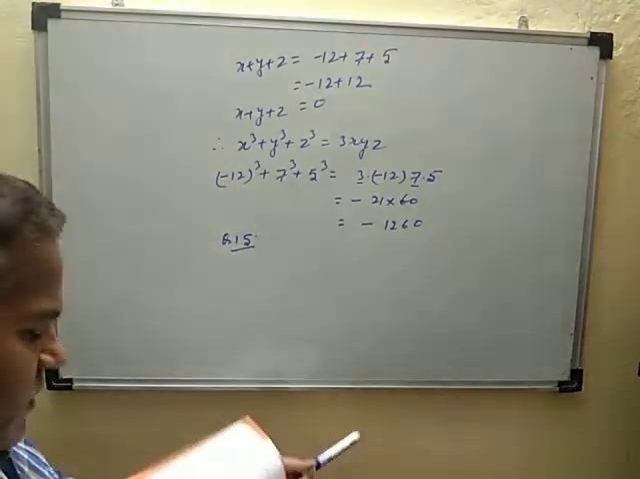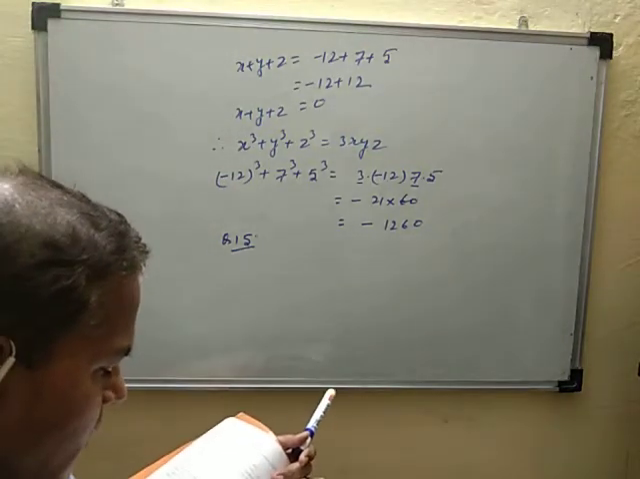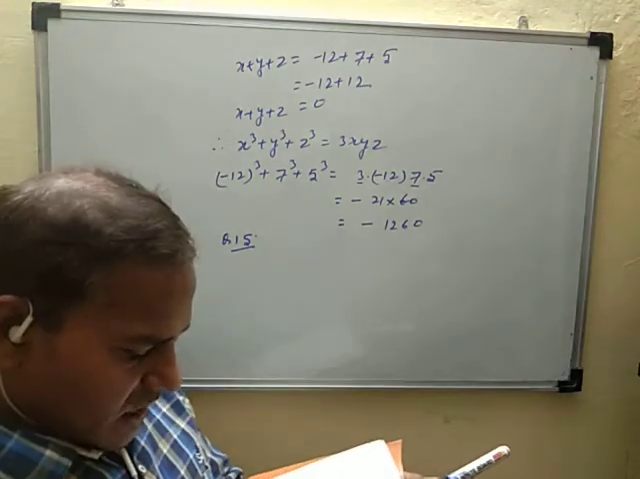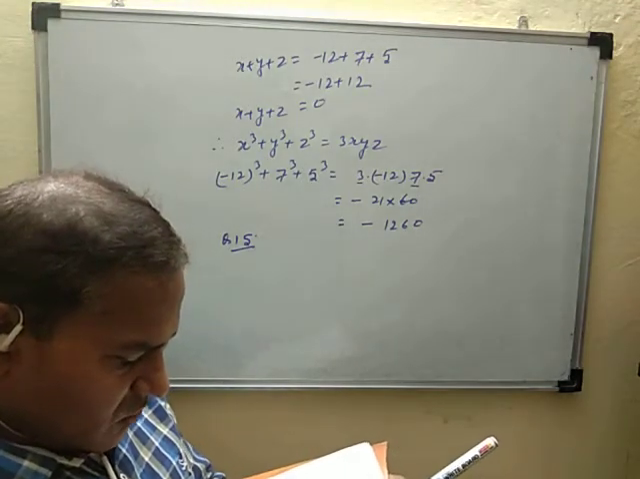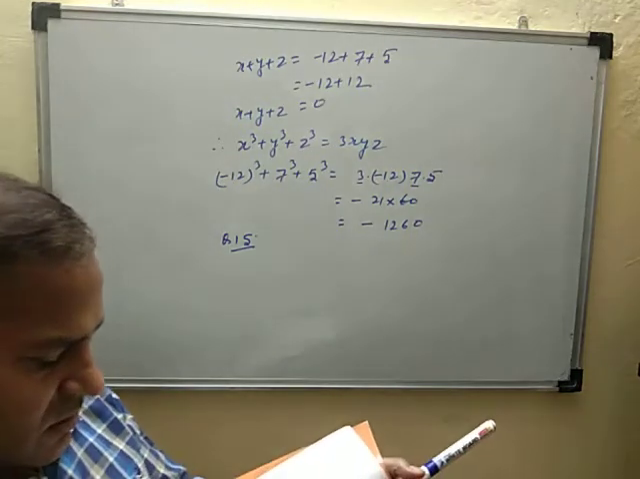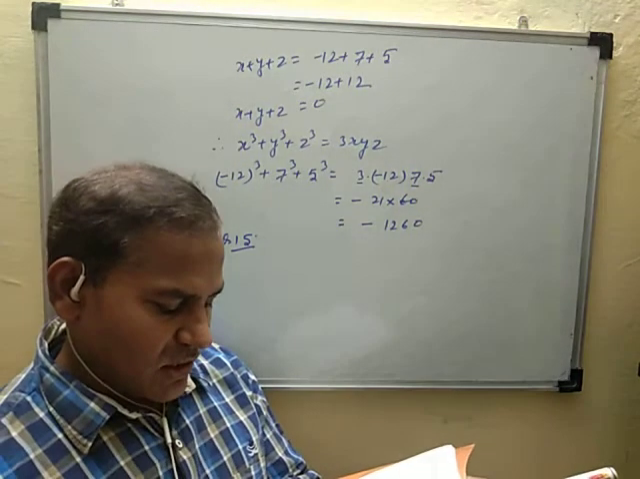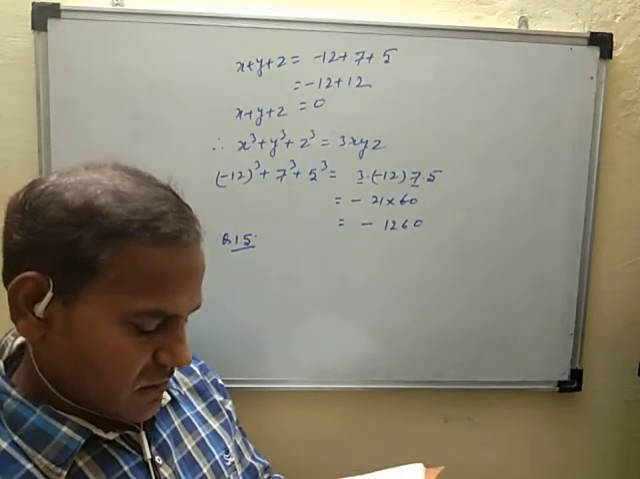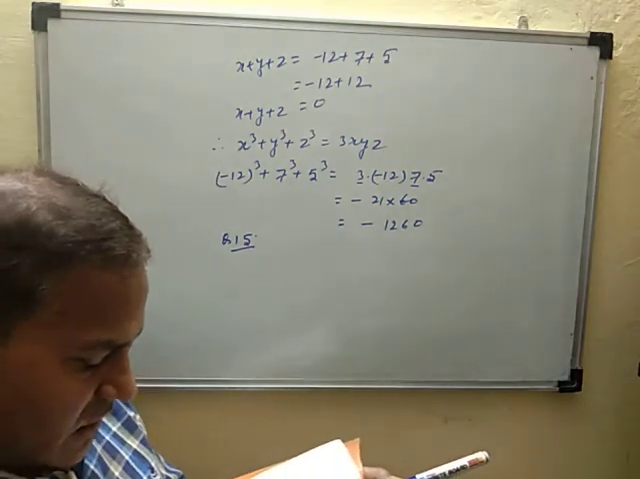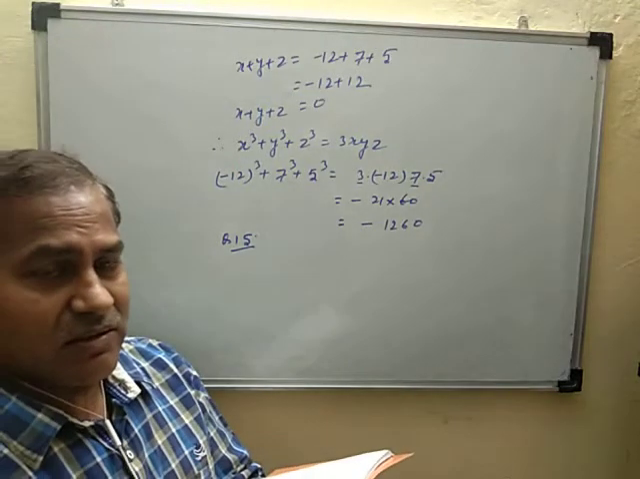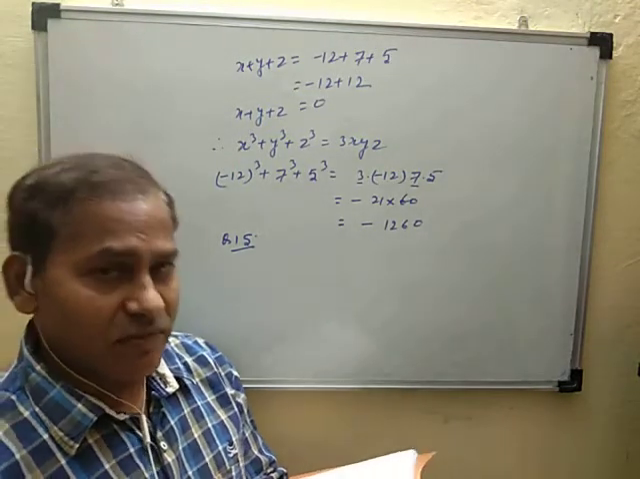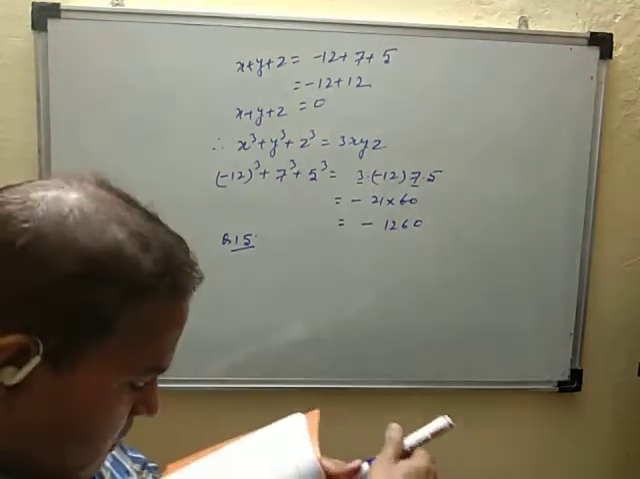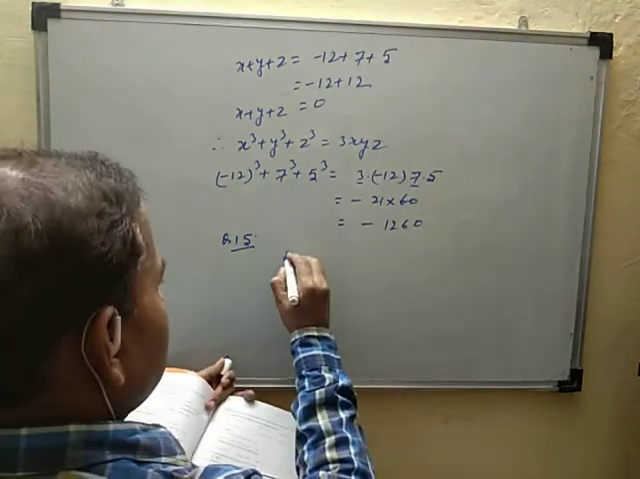Question number 15. Give possible expressions for the length and breadth of each of the following rectangles in which their areas are given. That is, the area of the rectangle is given, and we write its possible length and breadth. So, the first part.